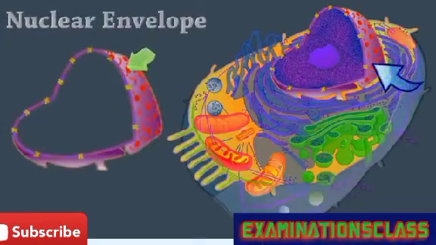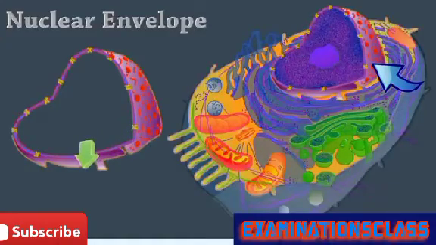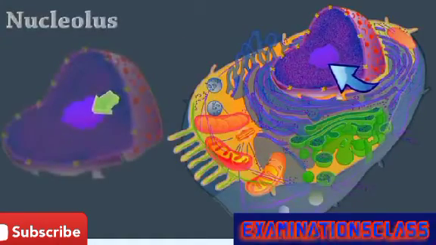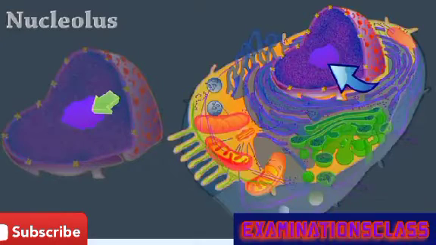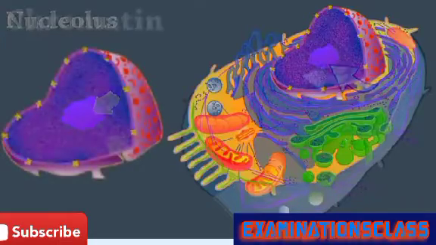The nuclear envelope is a double membrane structure that is pierced by pores. The outer membrane is continuous with the endoplasmic reticulum. The nucleolus is a small, dense body within the nucleus. It's composed of ribosomal RNA and proteins, and it's the site of ribosome subunit manufacture. Nucleoli also assemble signal recognition particles and play a role in the cell's response to stress.